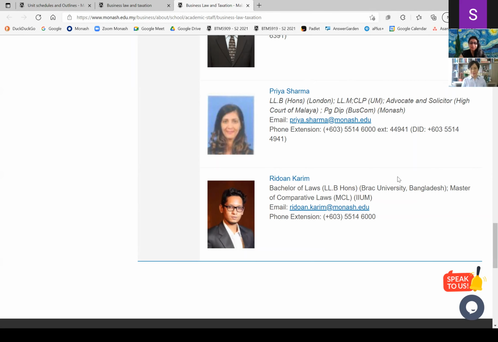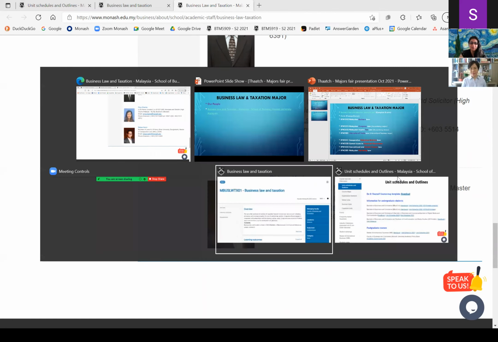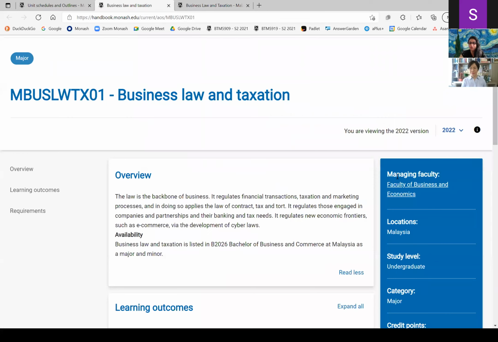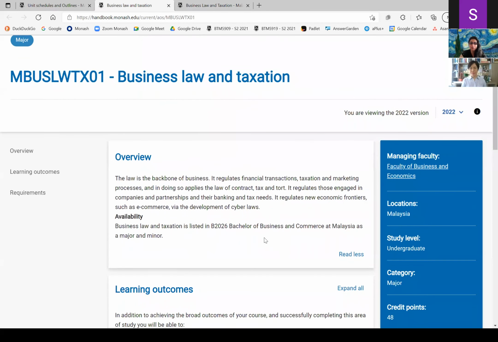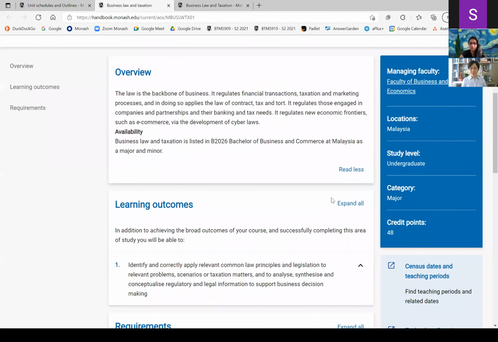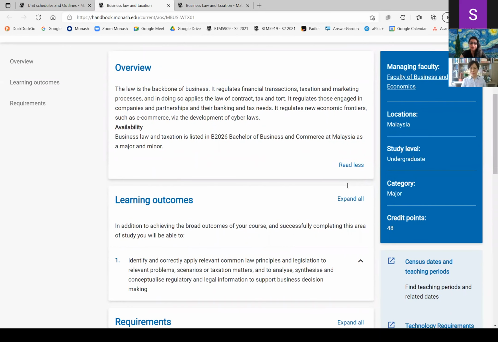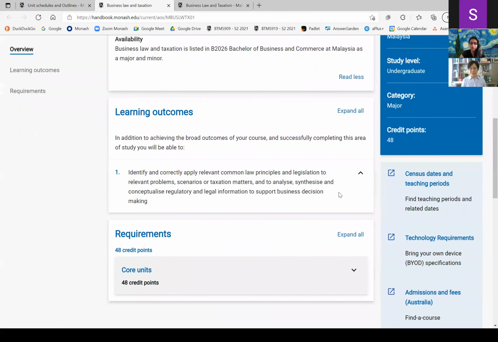Okay, so that's the personnel, and the other website, I think you may already know this, but I will give you the links in the chat. This one gives you a bit of information from the handbook on the BLT major. It also gives you the learning outcomes for this major and the requirements in terms of credit points and so on. Okay, I think that's pretty much it for the presentation. So I guess I will just open it up for questions.